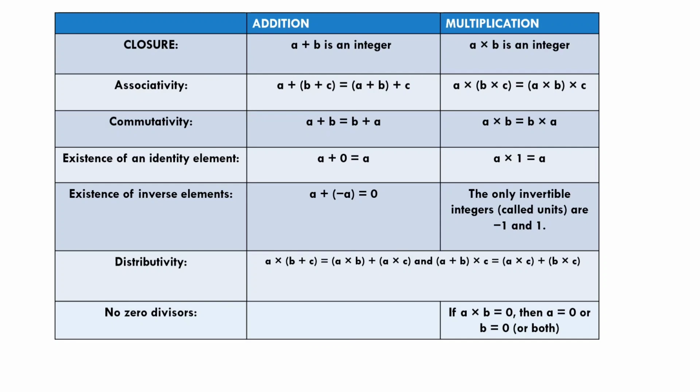Next, we have the associative property. Change in its order in a bracket does not change the final answer. As you can see here, a plus (b plus c) is equal to (a plus b) plus c. So change in the position of the brackets does not change the final answer. The same applies for multiplication as well.